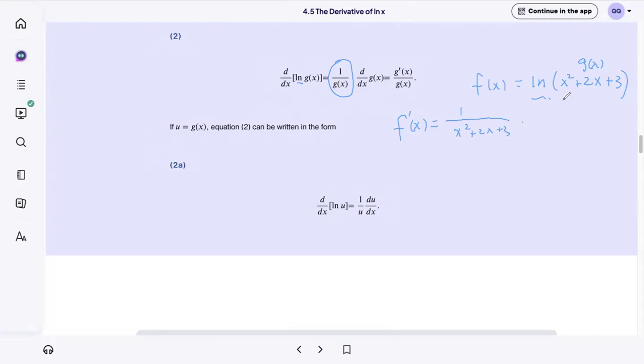Then we have to take the derivative of the inside, the derivative of g. In this case, just 2x plus 2. And this 2x plus 2, I can write in the numerator: 2x plus 2 divided by x squared plus 2x plus 3. So this is also a composition function. By chain rule, I have to take the derivative of the outside layer, then take the derivative of the inside layer.